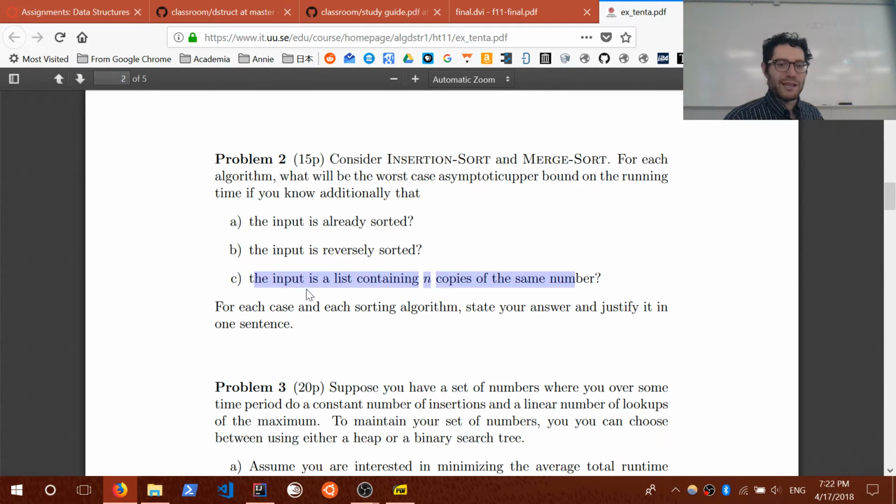What if your input is a list that is n copies of the same number? So in other words, say it was a list of 1 million items, and each item was 2. So what do you think the runtime would be? And this is actually one of those things where you would give me the runtime and you'd slightly have to argue it. It's O of n.